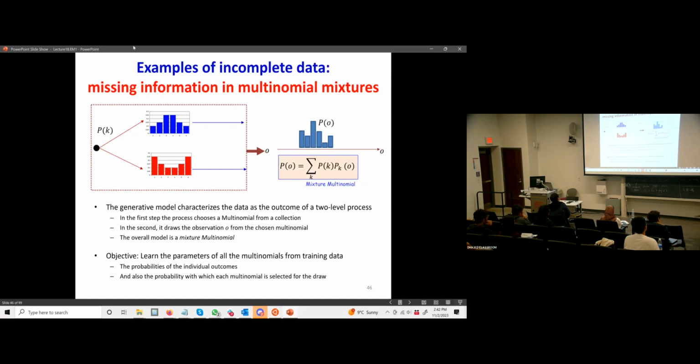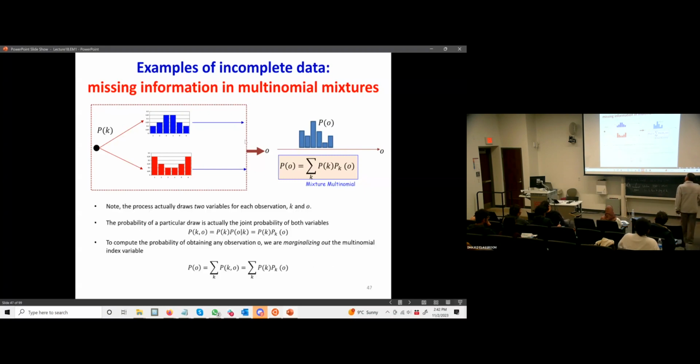So in general, the probability of getting any particular observation is the sum over all of the individual components of the probability of choosing that component and the probability that that particular component generates the given observation. And our objective here is to learn the probability distribution of both the dice and also the probability with which he calls the individual dice. The individual multinomials are selected.